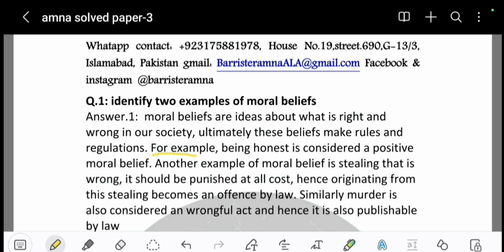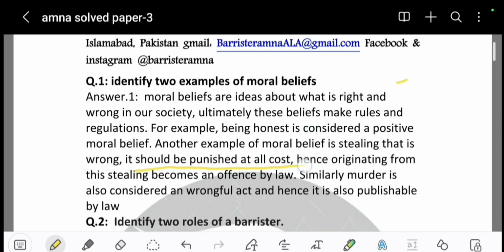I have included 2 examples here. First example is being honest is considered a positive moral belief. So this is the first example over here. Let's see the other example. Another example of moral belief is stealing. That is wrong. So you can see I have written 2 examples. The first example is about being honest. The second example is about stealing. That is considered a wrong thing. Okay, so this is also a second example over here.